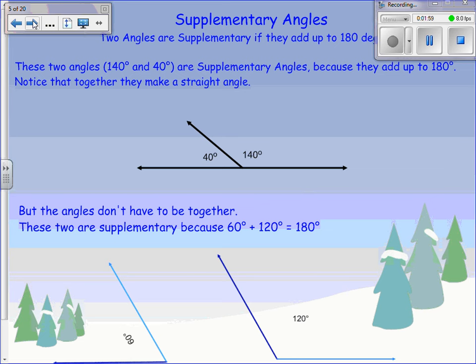Continuing on. Supplementary angles are two angles that add up to 180. In this case, they form a straight angle. Here's the 40-degree angle, and here's the 140-degree angle, forming a straight angle. Once again, they do not need to be adjacent, which means next to one another. Rather, they could be nearby. Again, 60 degrees and 120 degrees add to 180. Therefore, they have a supplementary relationship.